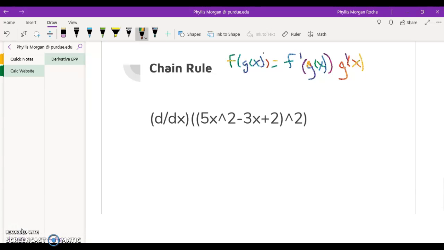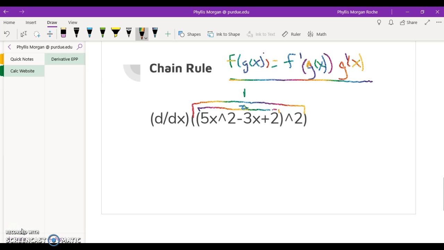Lastly, we have our problem for the chain rule. So right here is the definition for it. So the derivative of f of g of x is f prime, which is going to be this entire equation, the outside equation, and times g prime, and g of x is going to be this inside equation that we have here.